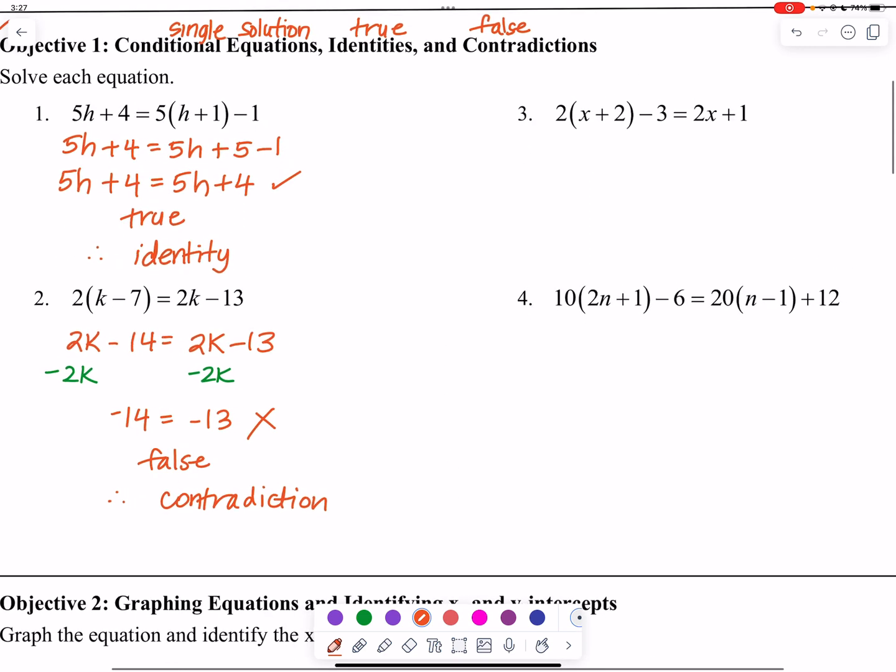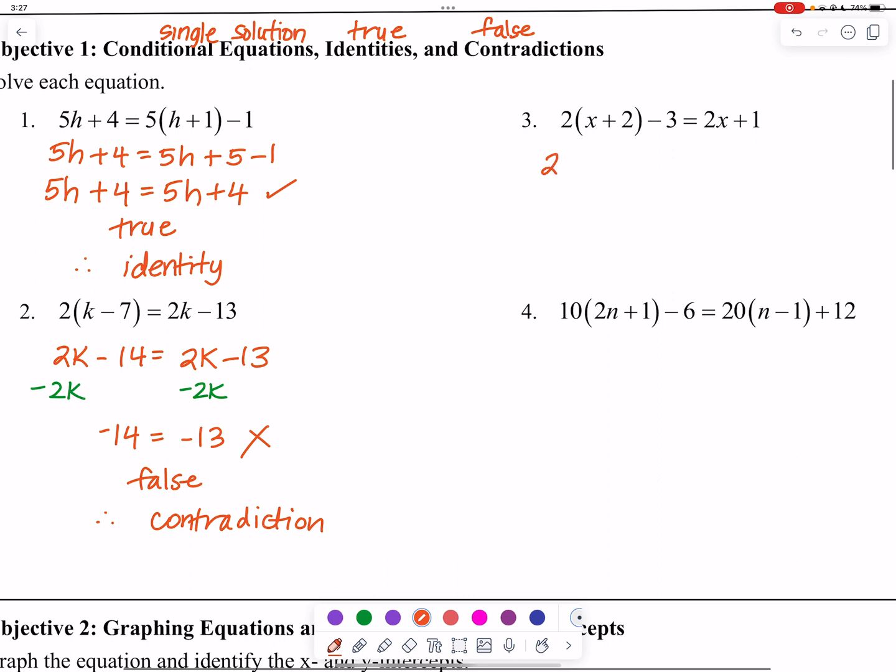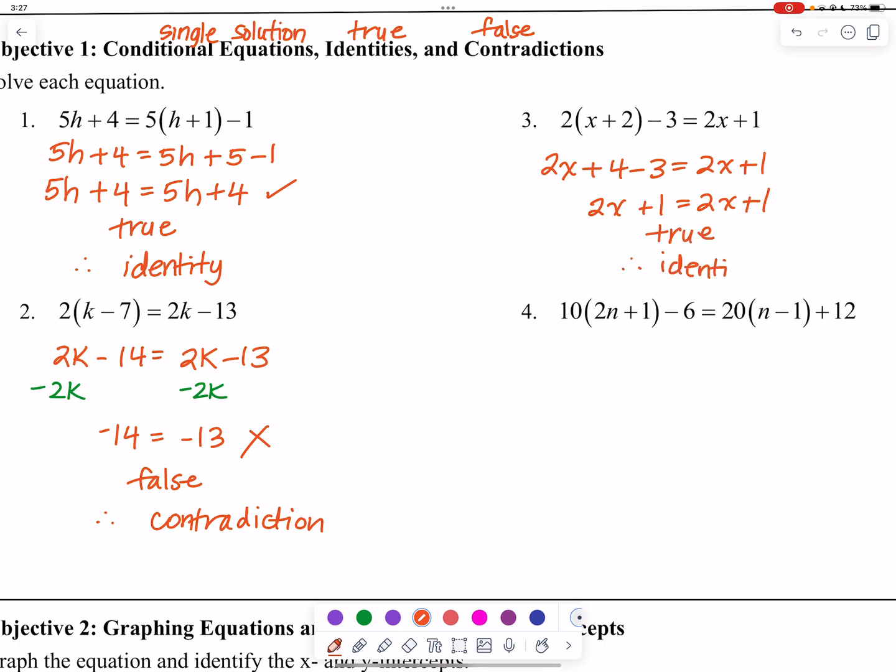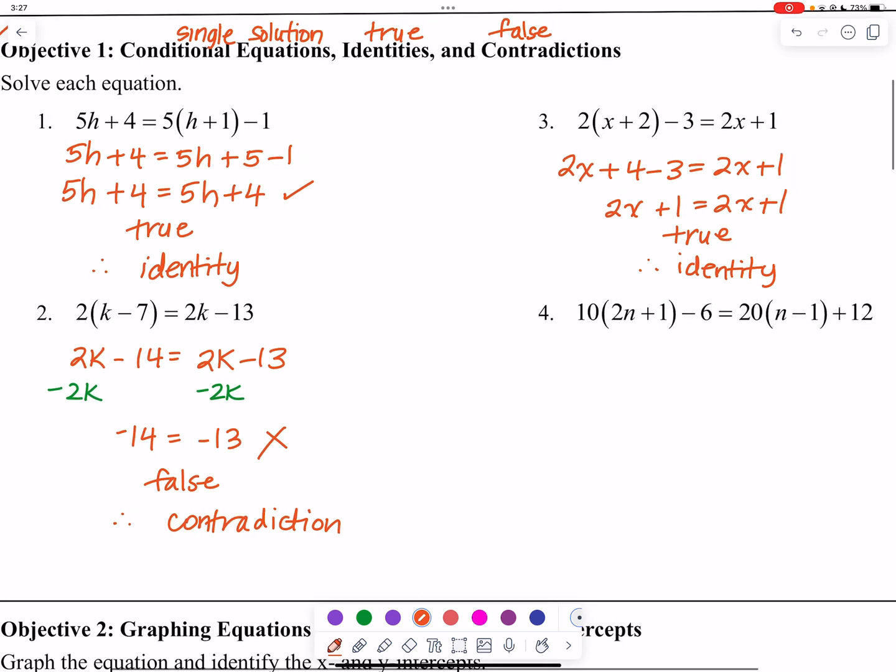Taking a look at number 3, we will distribute that 2. And here we are going to combine like terms. And here we have 2x plus 1 equals 2x plus 1. This is a true statement. Now there is something that I have left off that I'm going to do at the very end. Here I'm just identifying first. And then we'll write the solution set.